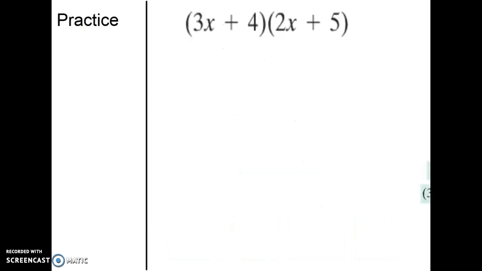Then you can move on to this practice problem. I'll be coming around to help people with that if need be.